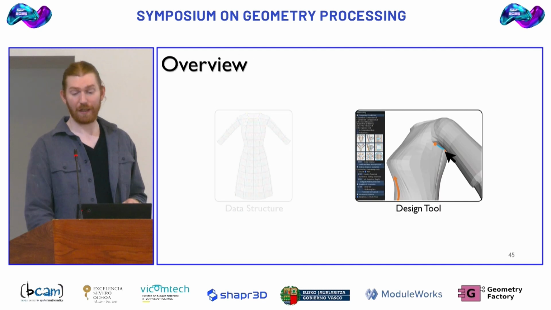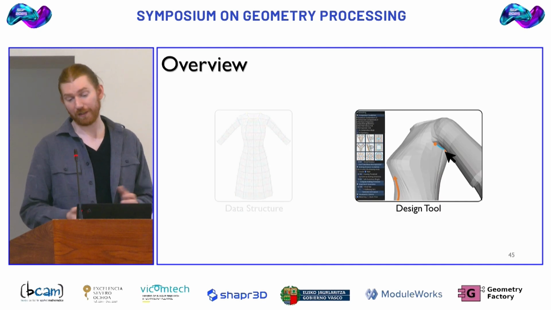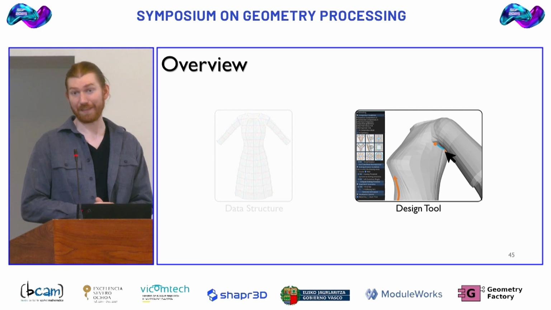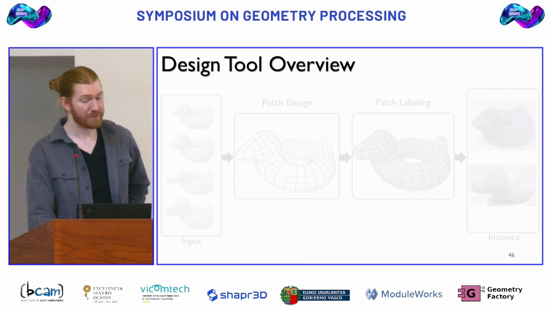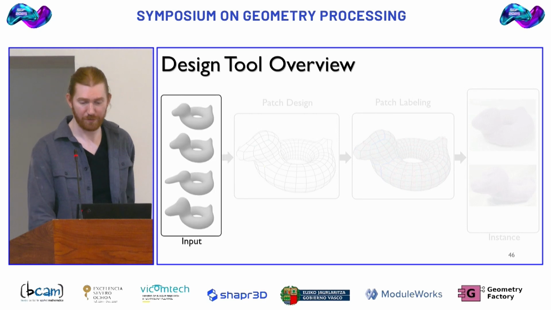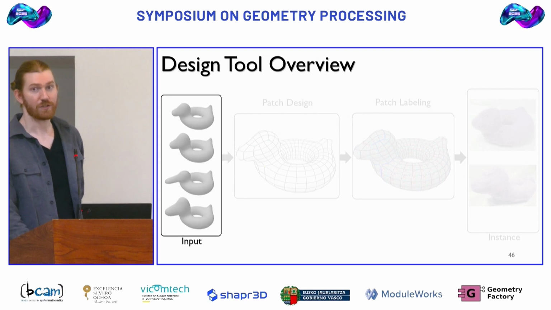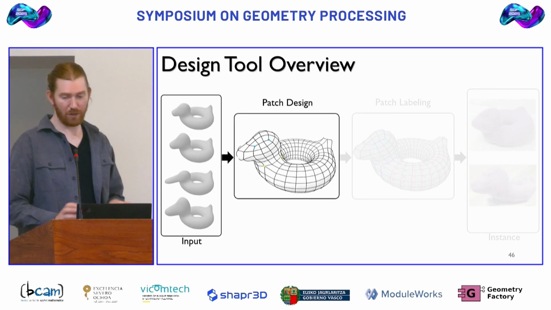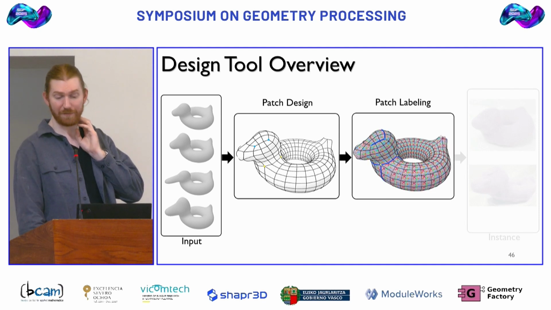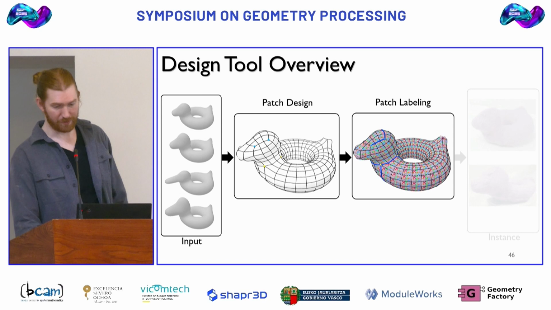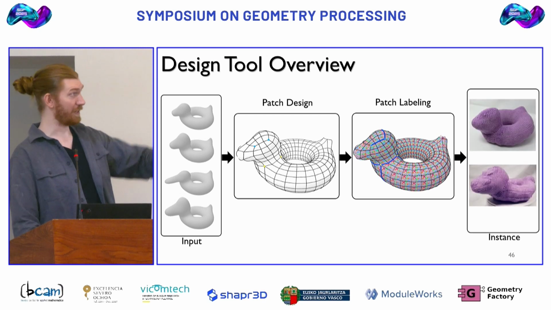So having a data structure for knit templates is only half the battle, however. We also need a tool for designing them and making sure they're valid. So our system takes as input a parametric mesh. Users are first guided to construct a quad patch layout on which they then apply labels to create a coarse knit graph. And from this, our system can generate machine knitting instructions for any input variation.